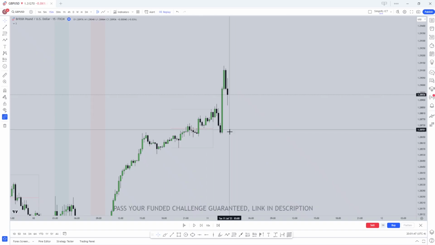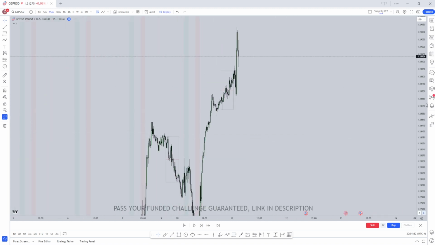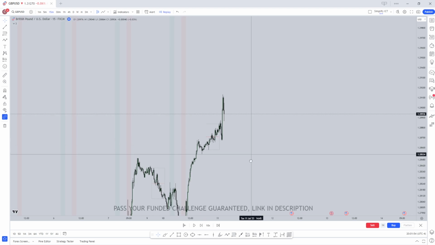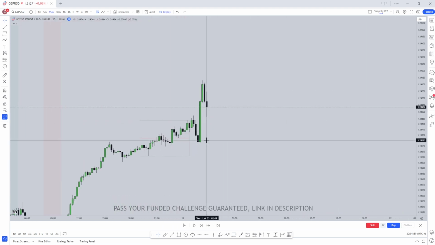Okay, so we're on the 15-minute here on GBP USD, right? And as you can see quite clearly, the market is moving upwards. Price is in an uptrend. Market's moving higher, right? And this is just prior to the London session, right?